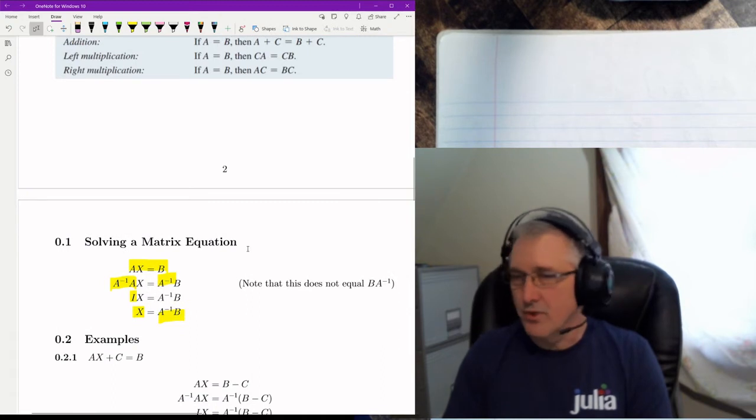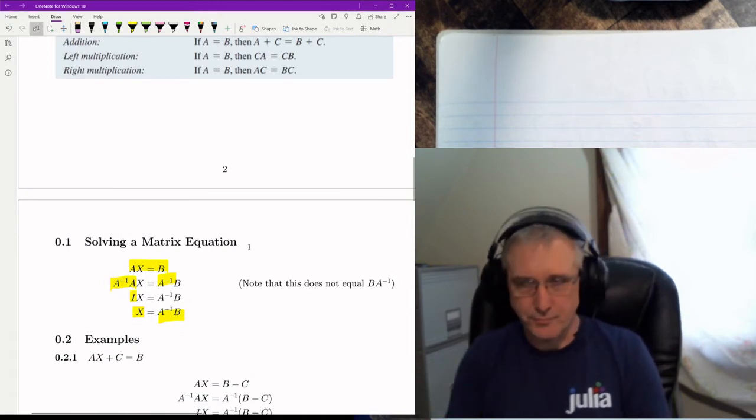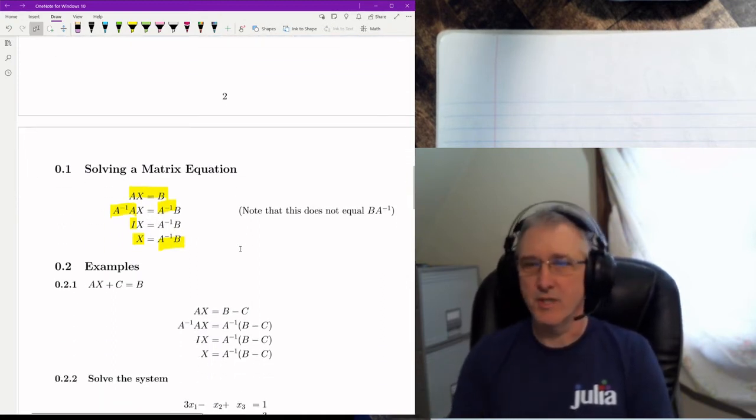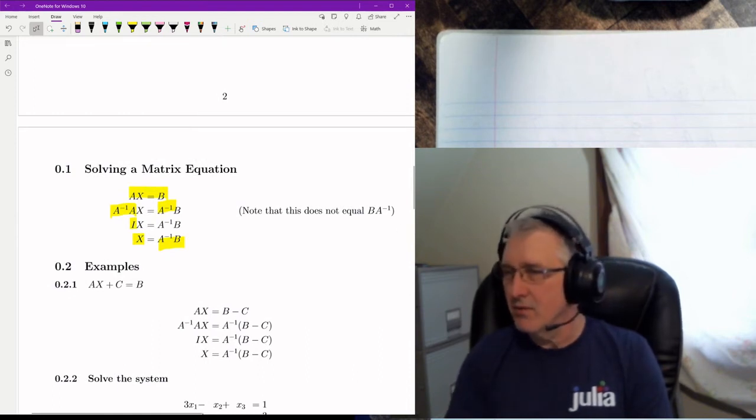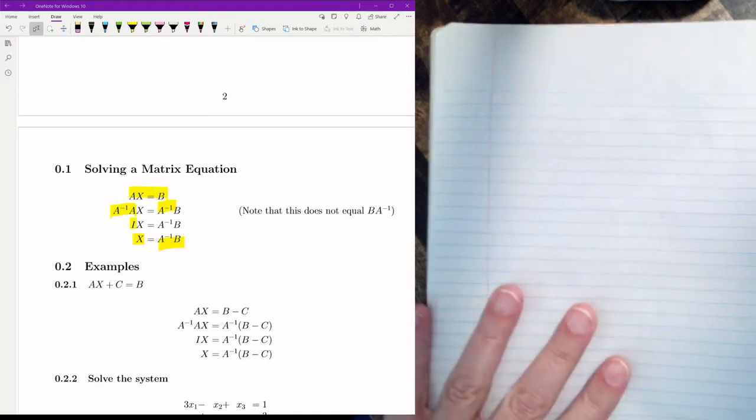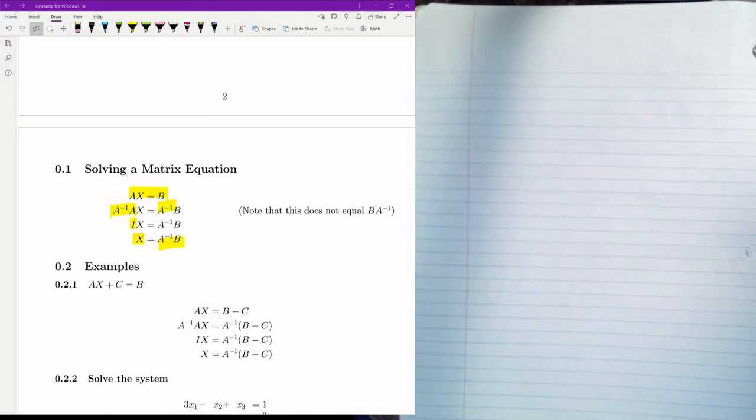Let's do some examples right away. We'll start with the example, and I'm going to turn off my video, and I may do some examples as I'm working through it. We'll see how it goes. So we start out with ax plus c equals b. You can manipulate this. Remember, addition and multiplication with matrices, you can change the order, that's fine.